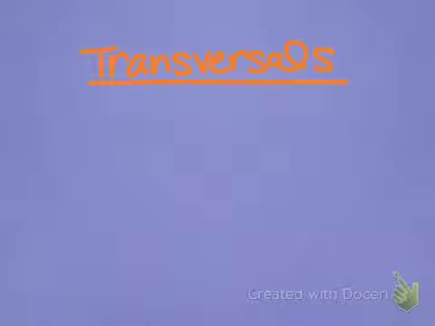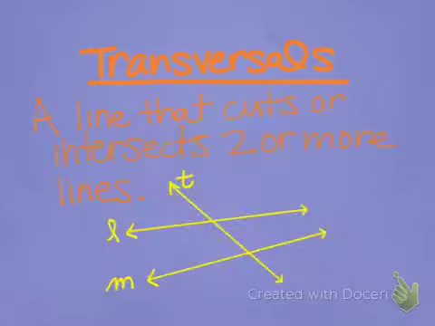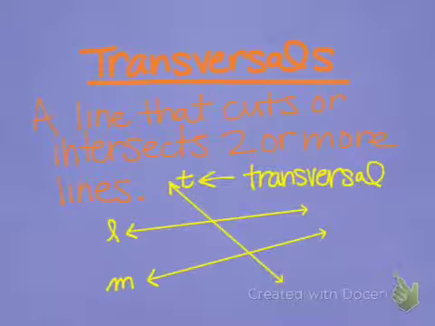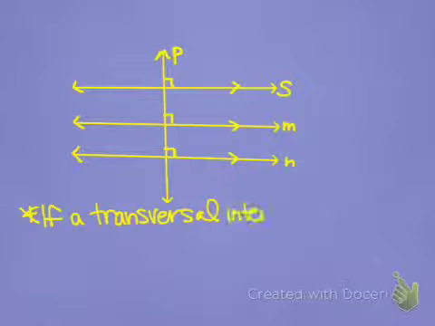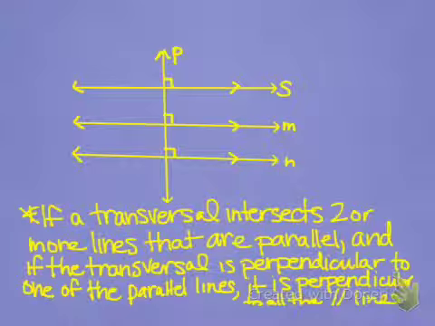Okay, so now we'll talk about transversals. A transversal is a line that cuts or intersects two or more lines. So in this case, line T is the transversal. If a transversal intersects two or more lines that are parallel, and if the transversal is perpendicular to one of the parallel lines, it's perpendicular to all of the parallel lines.